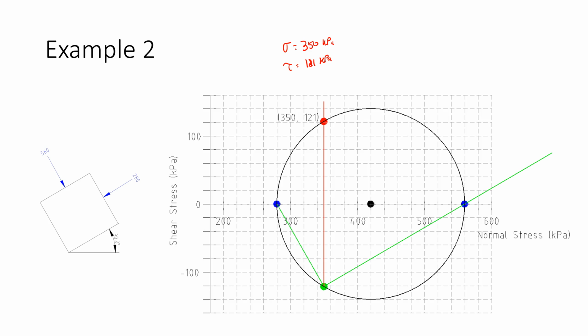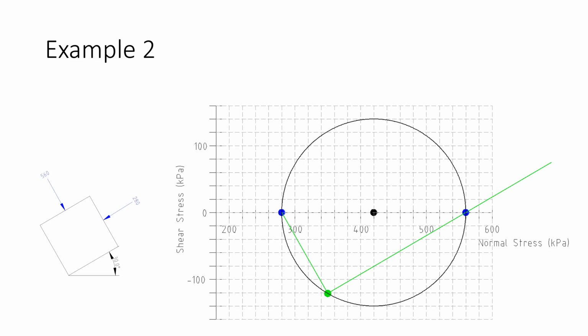The next step then is to go back, and I wanted to find the maximum shear stress and the orientation of the plane on which that stress acts. The maximum shear stress, we can see by observation, is where the shear stress is the largest, which we can see is this point right here. And we know that the maximum shear stress, by looking at the plot, is 140 right there. So we have a maximum shear stress of 140 kPa.